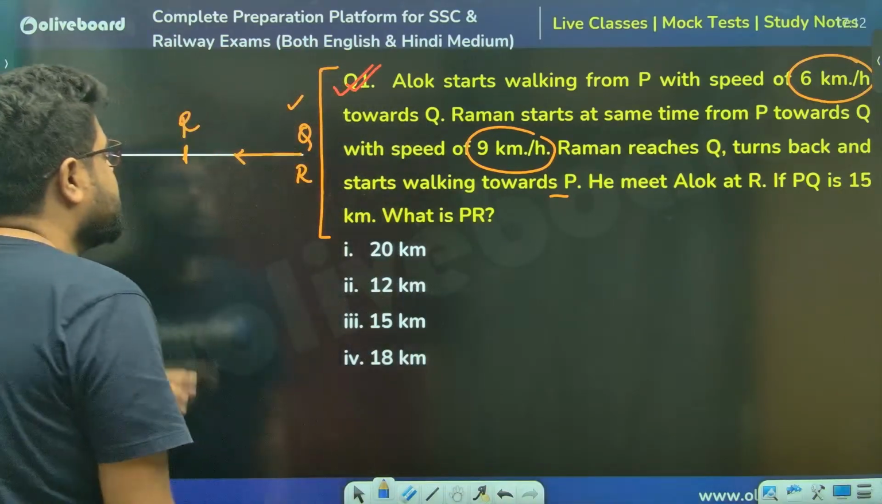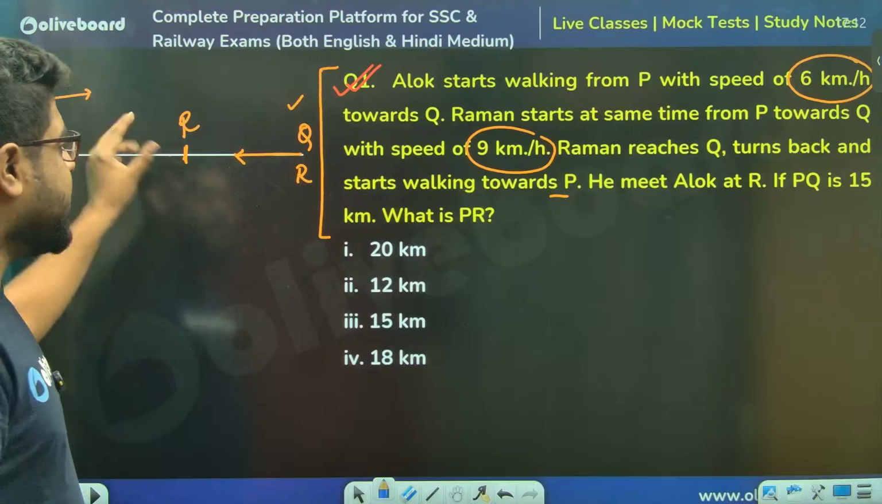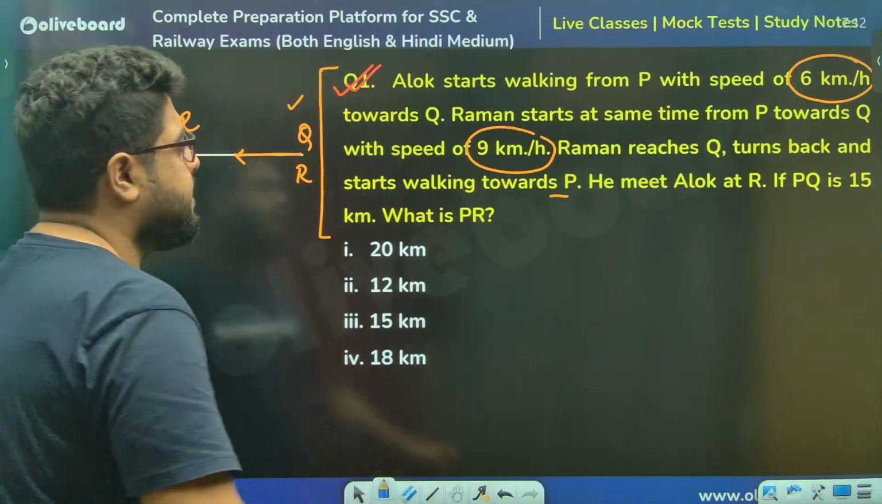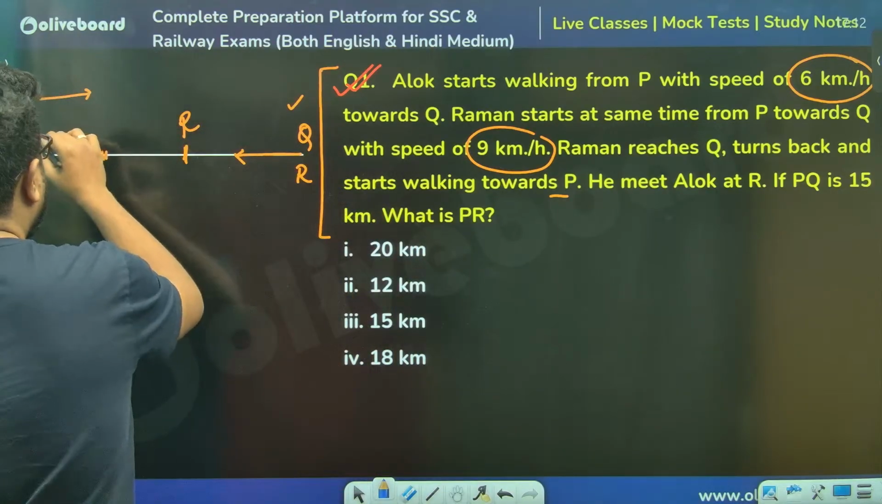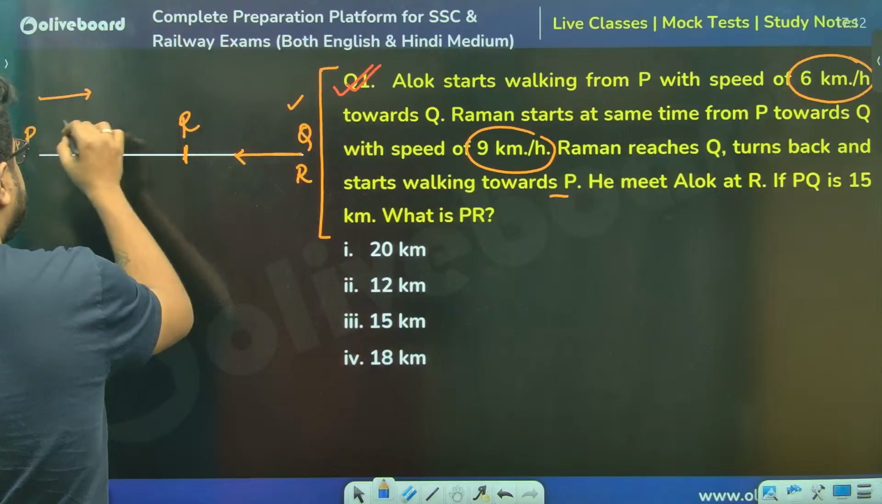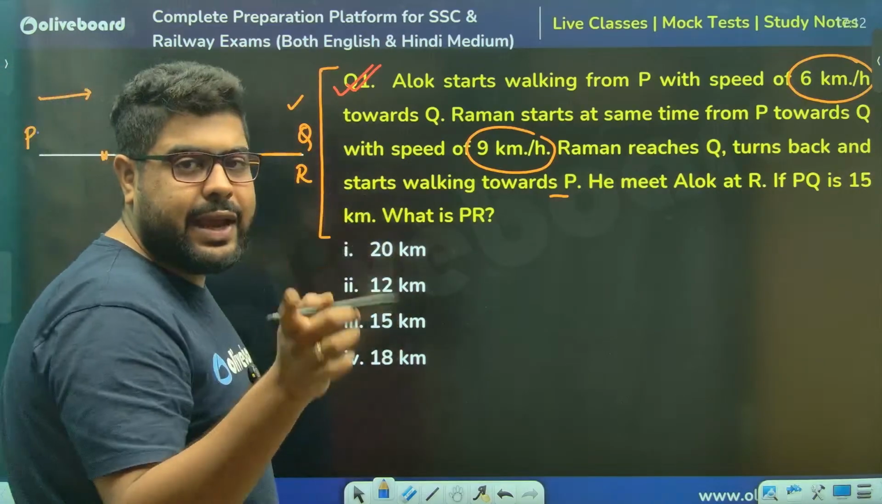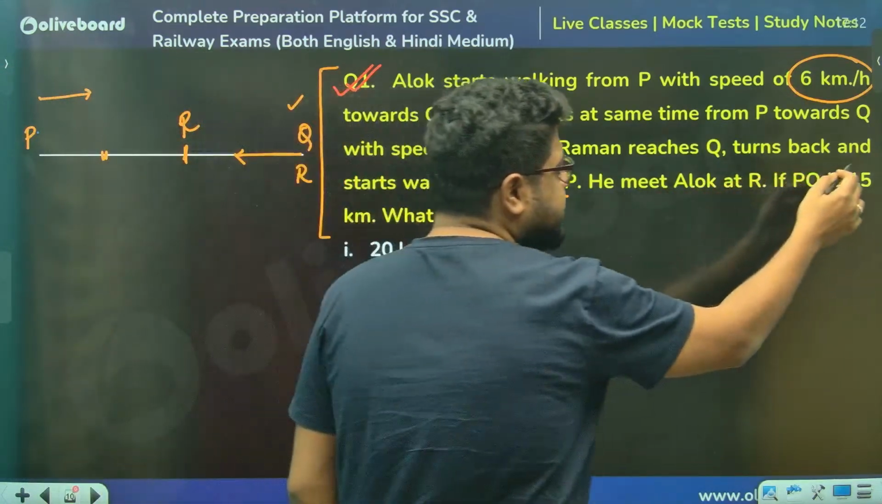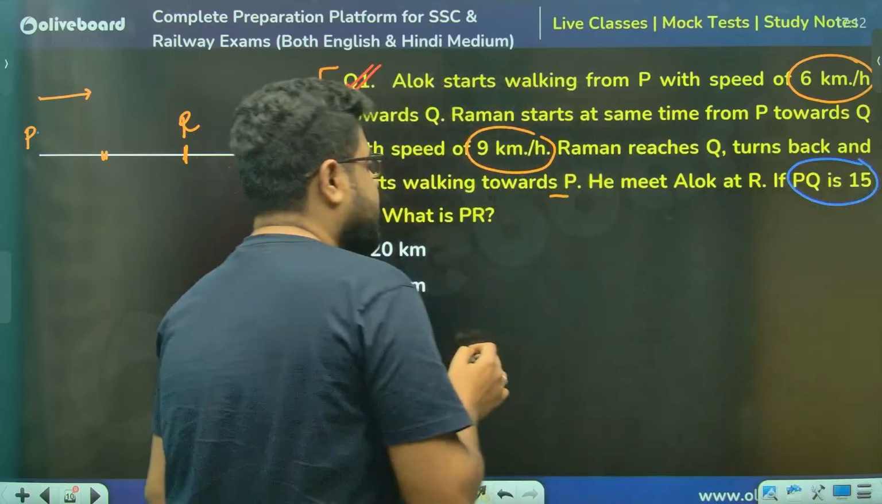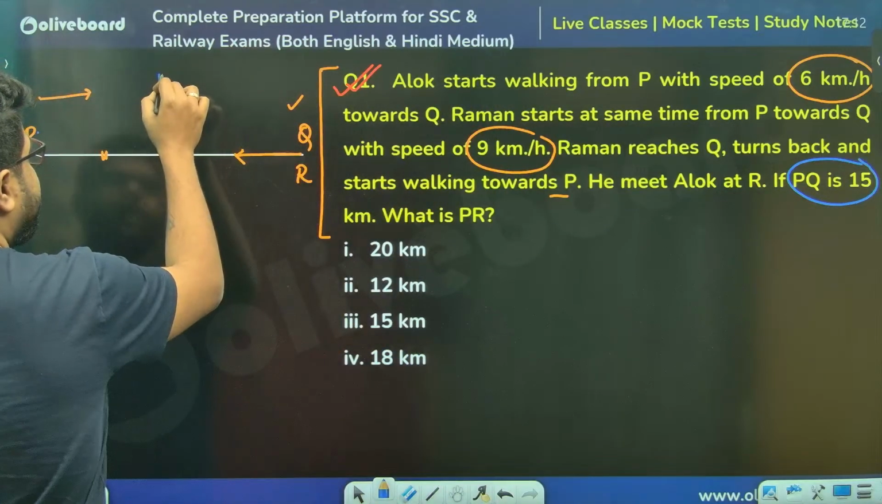Now, so this is the situation. Understand the situation. Please understand, I don't know how much time Raman takes to go from P to Q. But again, we can calculate that. The PQ distance is given, sir. This is 15 kilometers, the whole thing.